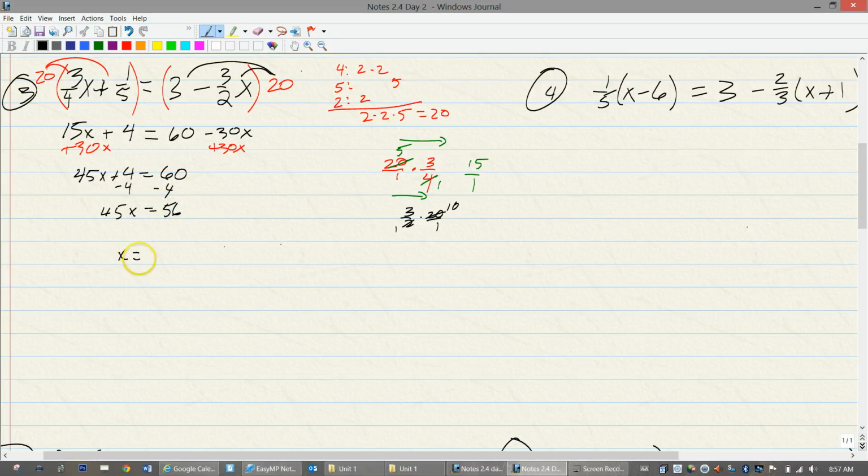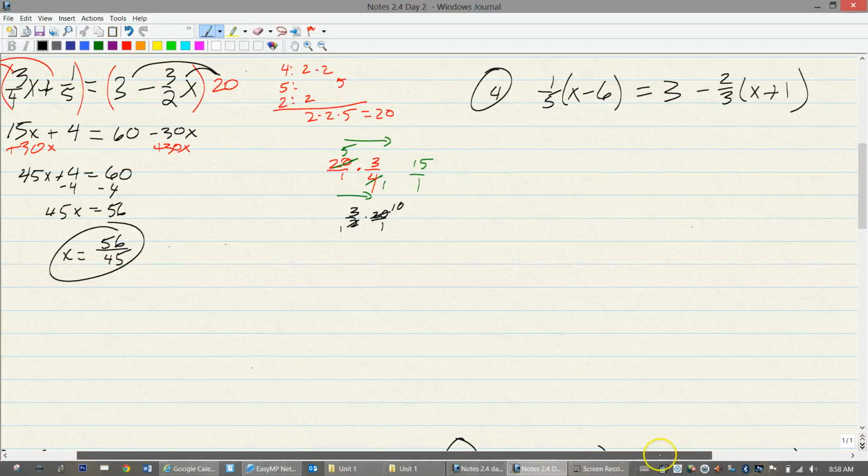Oh, it's getting kind of ugly, right? But that's okay. 56 over 45. Do those share a common factor? I don't think so. Do they? 56 would be 2 times 28, 2 times 14, 2 times 7. No, they don't share a common factor, because 45 is 5 times 3 times 3, right? Okay, so that's the answer. Boom. Good job. It's a weird answer, but that's okay. Okay, let's go to the next one.